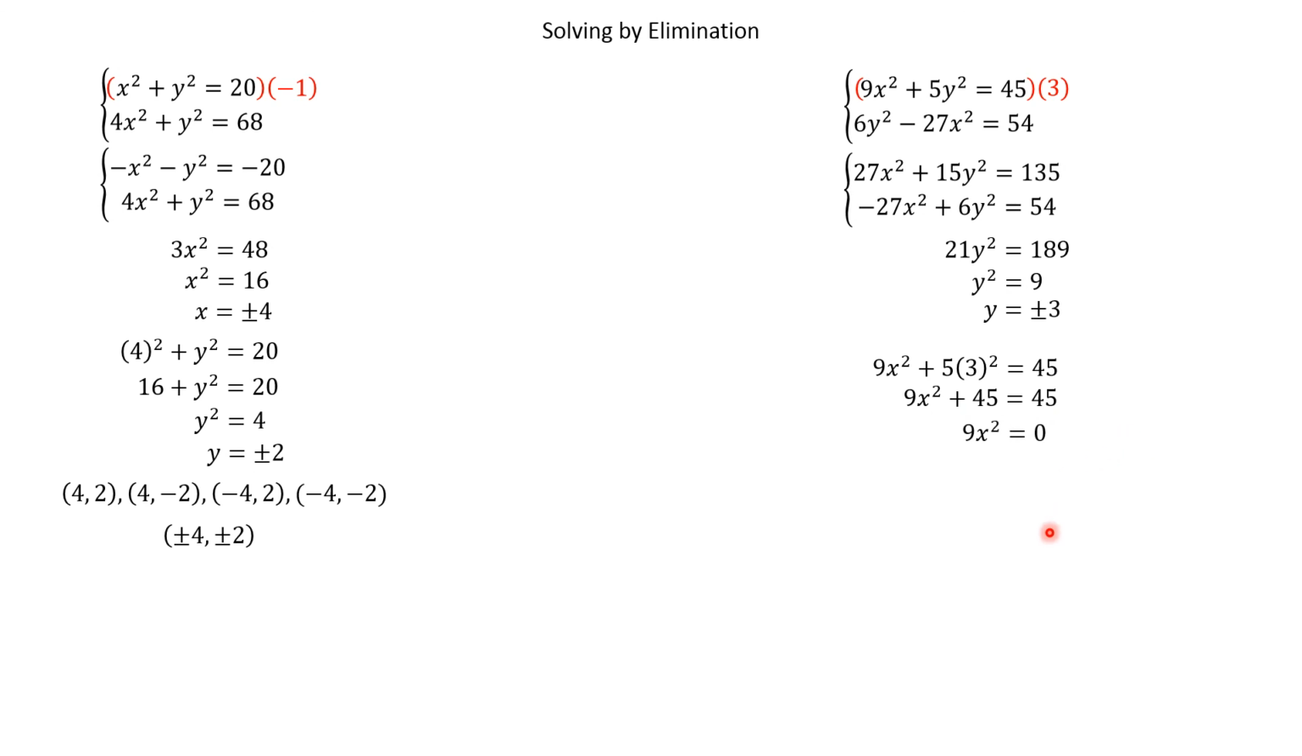Subtract. 9x squared equals 0. We divide by 9 to be 0. Square root. X equals 0. So our answers are 0, 3 and 0, negative 3. Or 0, comma, plus or minus 3. So here, it ended up being just 2 solutions because it hit 0.